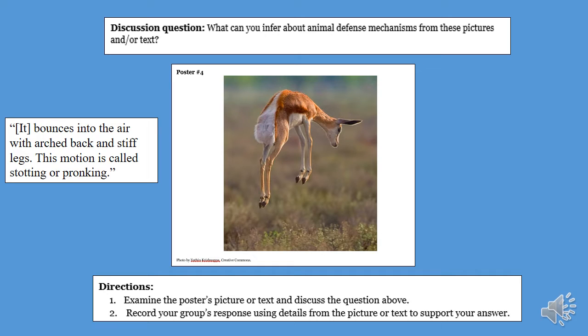In this picture is the springbok gazelle. Take a look at this picture. It bounces in the air with an arched back and stiff legs. This motion is called stotting or pronking. Think about how this animal's behavior helps it survive.